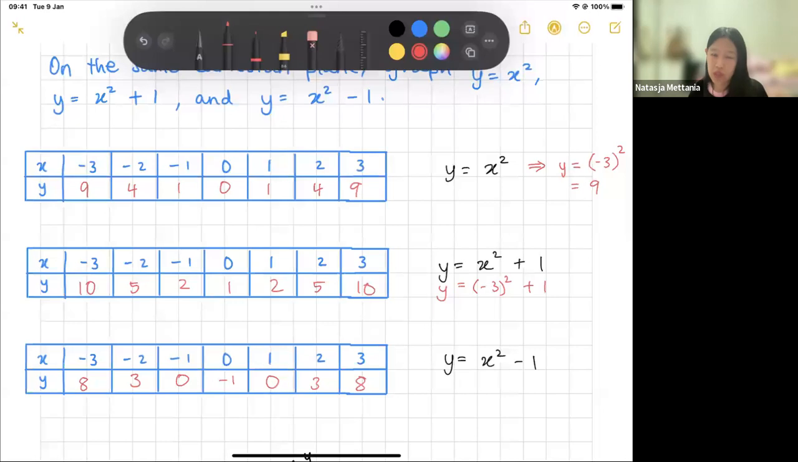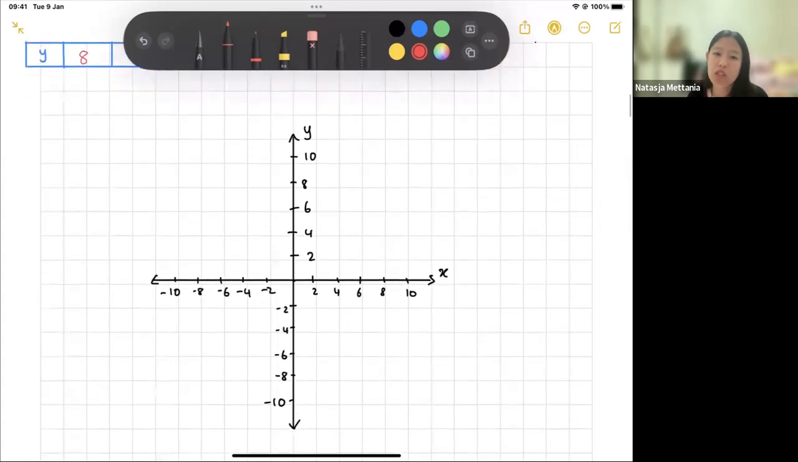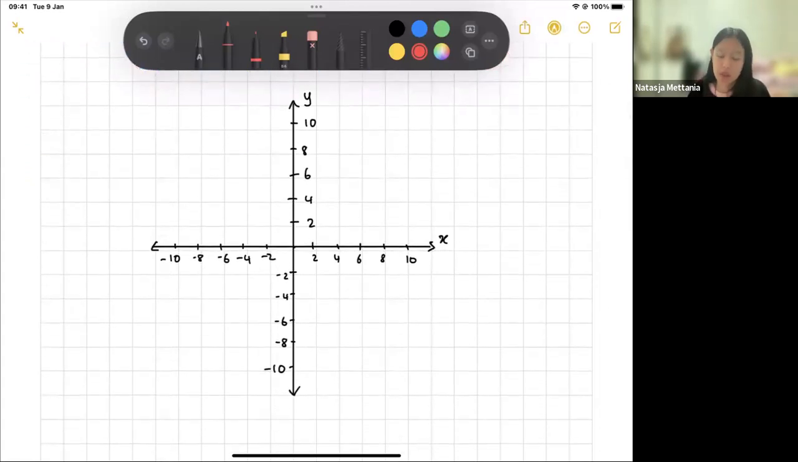It's very simple. Just put it into the calculator if you're not sure, but make sure you have the brackets for your negatives. So it must be bracket, -3, close the bracket, squared. All right, once I've done that, I need to draw a Cartesian plane. This is a Cartesian plane. Make sure you know which is your y and your x-axis.